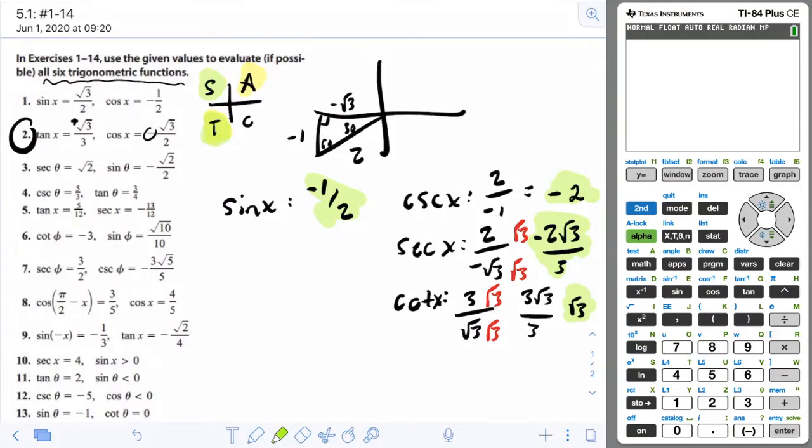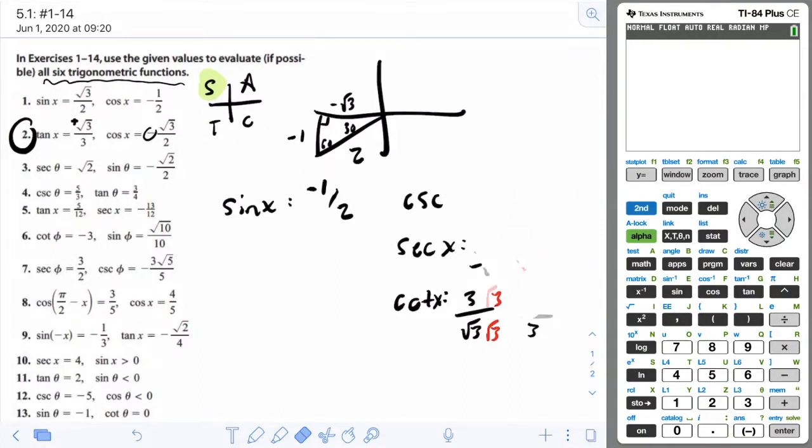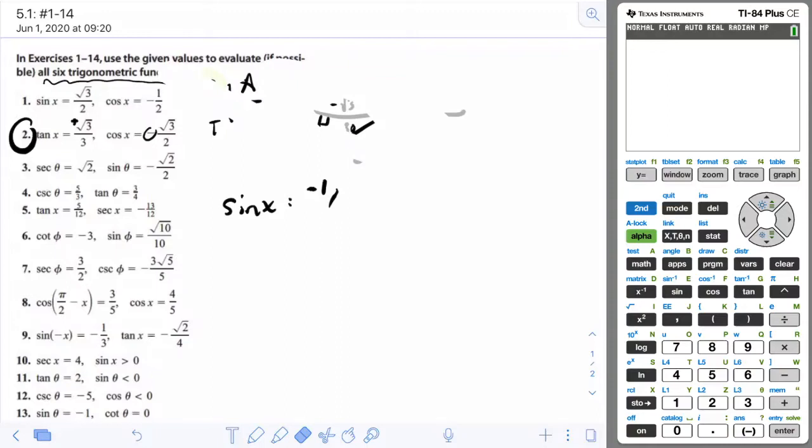So why don't we look at some that maybe aren't special right triangles, or just look a little bit different. So we'll go ahead and get rid of this. Oops. And move on to the next one. Sorry.